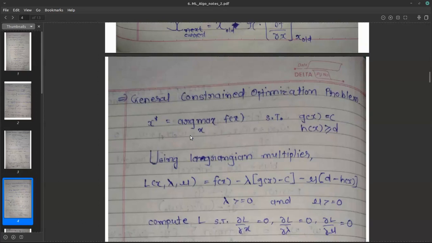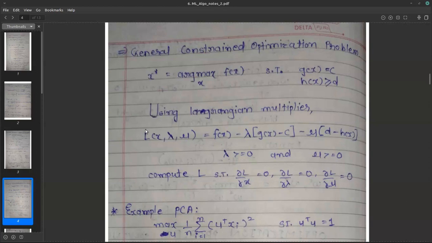So we can convert this problem into linear form, something like this: L of x, lambda, mu. Lambda and mu are nothing but my Lagrangian multipliers. It could be alpha, beta, gamma, delta, anything. So f of x minus lambda into g of x minus c, minus mu into d minus h of x. Lambda is free and mu is greater or equal to 0. Now I will calculate L such that del L by del x, del L by del lambda, and del L by del mu, all of these for the Lagrangian multipliers and my variable, should be equal to 0.